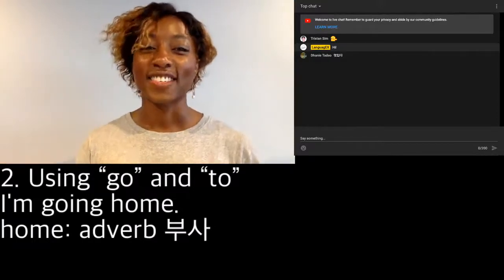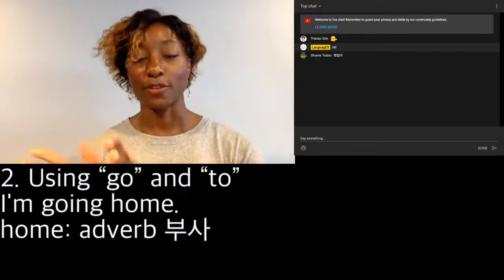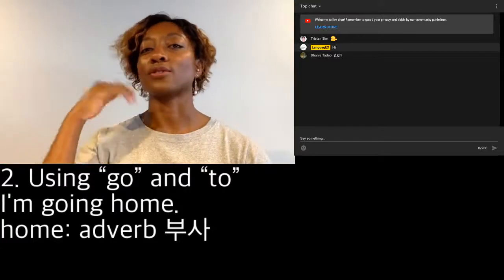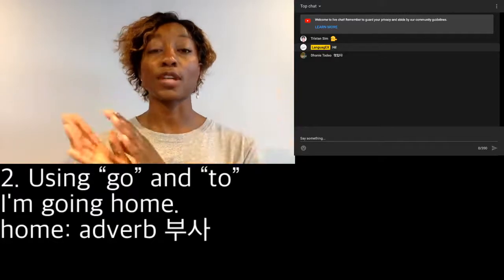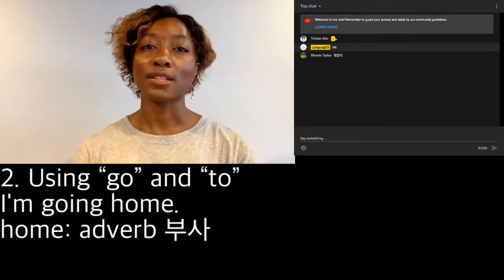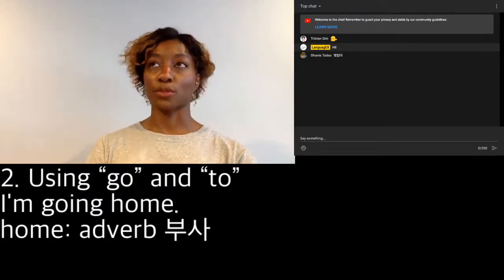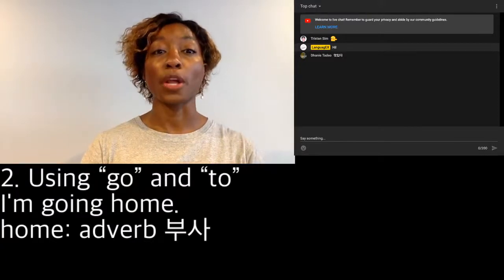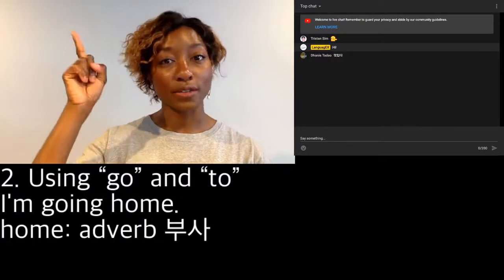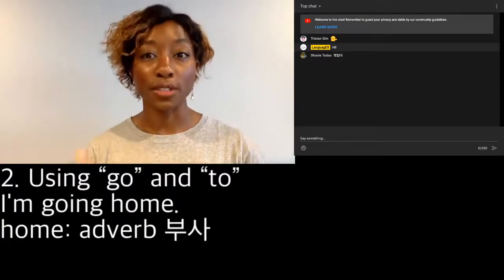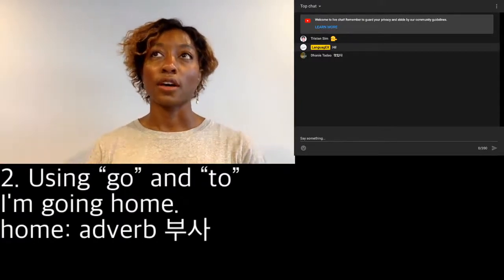Okay, so home is the adverb. It's 부사, right? So it describes the verb. So there are other times when you don't use to, and that's when you're using adverbs with the verb go. For example, I'm going upstairs, right? You don't say I'm going to upstairs, right? How are you going? You're going upstairs.